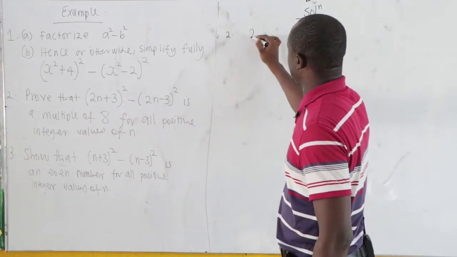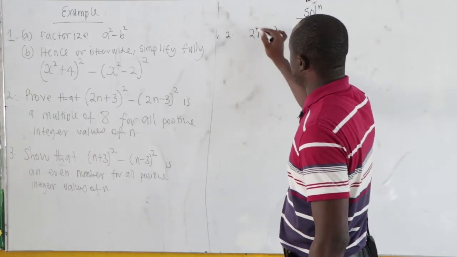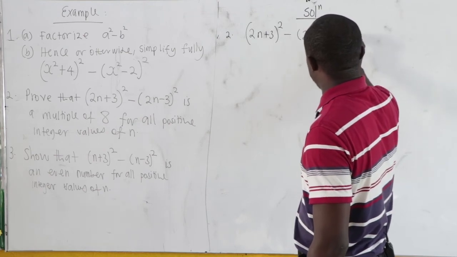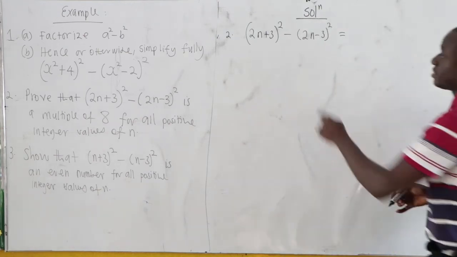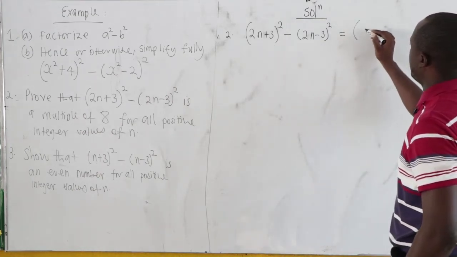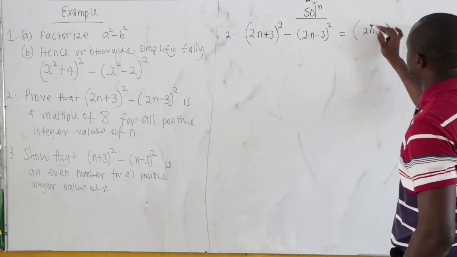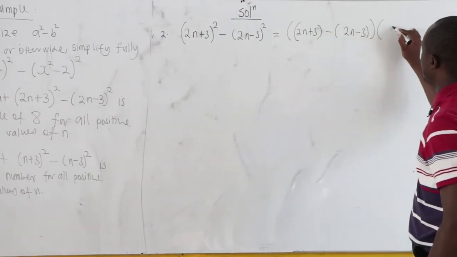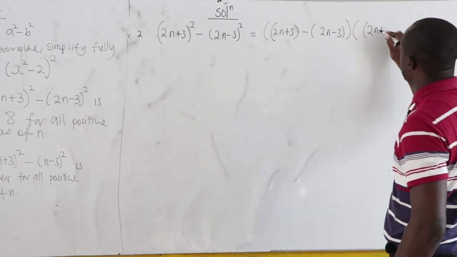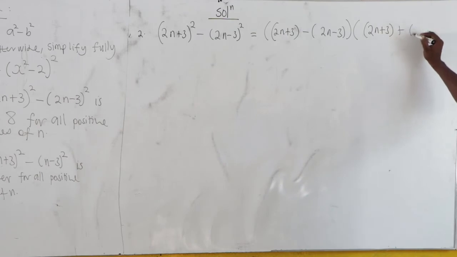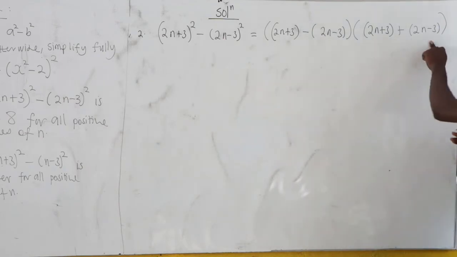So now let's see, we have (2n + 3)² minus (2n − 3)². And this is a difference of 2 squares. So a minus b, a plus b. So here we have 2n plus 3, that's a minus b, and then we have a plus b, so plus we have 2n minus 3. So a minus b, a plus b.